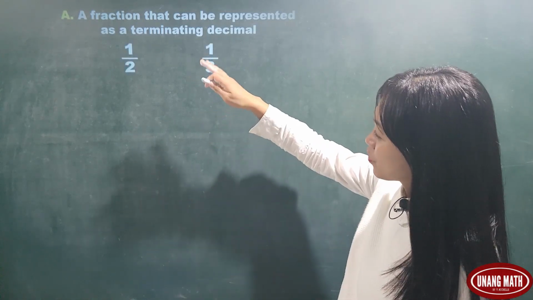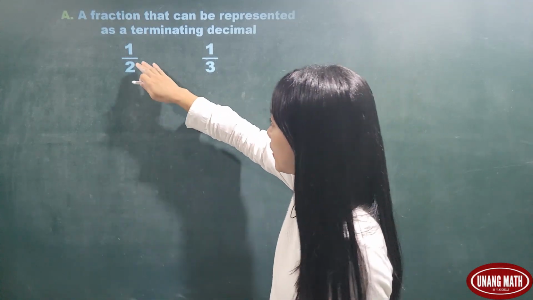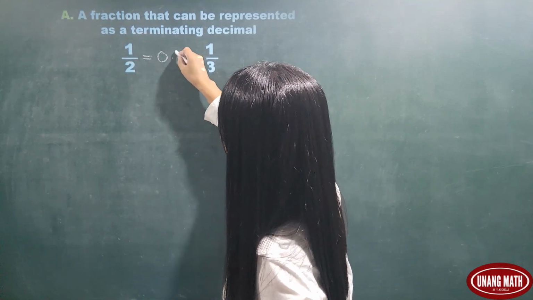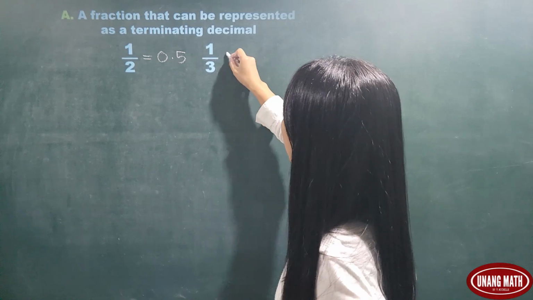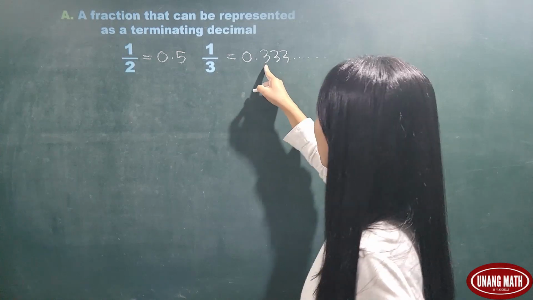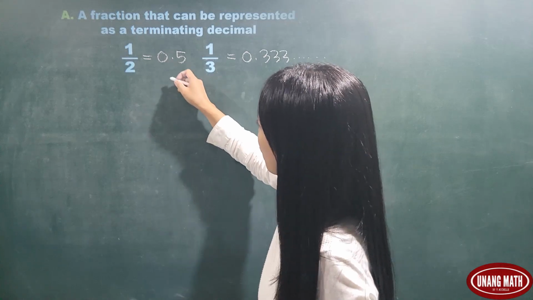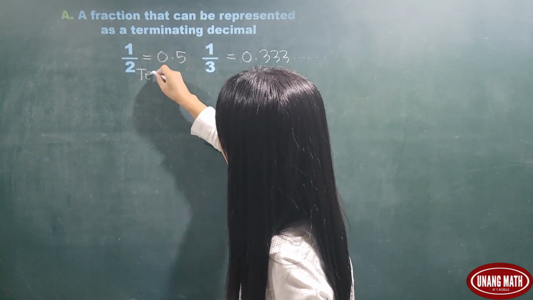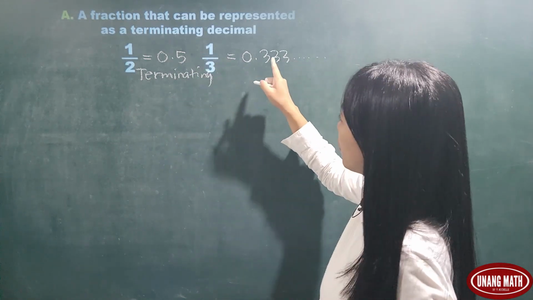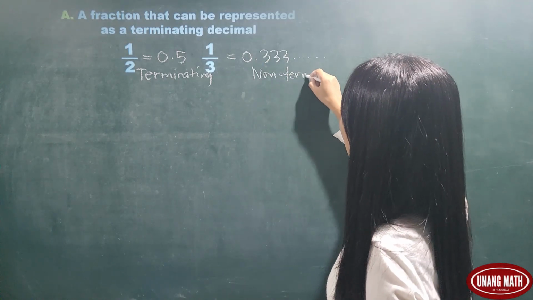Okay, we have these fractions 1/2 and 1/3. In our previous episode, we already converted these two fractions to decimals. For 1/2, we said that this is equal to 0.5. For 1/3, this is 0.333, and so on. This digit 3 repeats endlessly. For this decimal number 0.5, this is an example of a terminating decimal. For 0.3333, this is a non-terminating decimal.